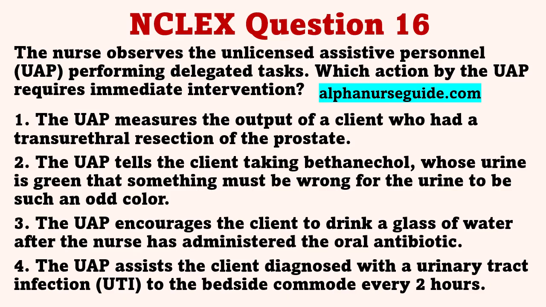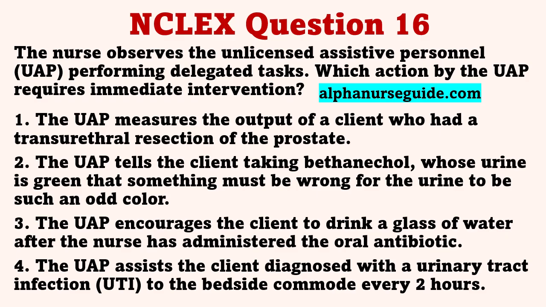Back to the questions. The nurse observes the unlicensed assistive personnel performing delegated tasks. Which action by the UAP requires immediate intervention? 1. The UAP measures the output of a client who had a transurethral resection of the prostate. 2. The UAP tells the client taking bethanechol, whose urine is green, that something must be wrong for the urine to be such an odd color. 3. The UAP encourages the client to drink a glass of water after the nurse has administered the oral antibiotic. 4. The UAP assists the client diagnosed with a urinary tract infection to the bedside commode every 2 hours.